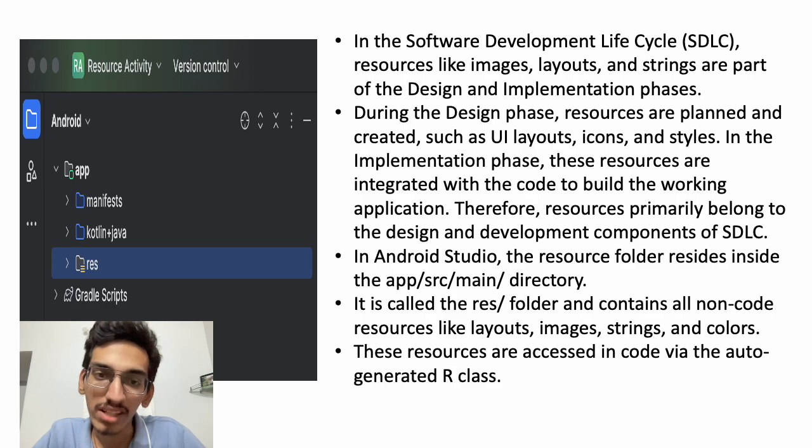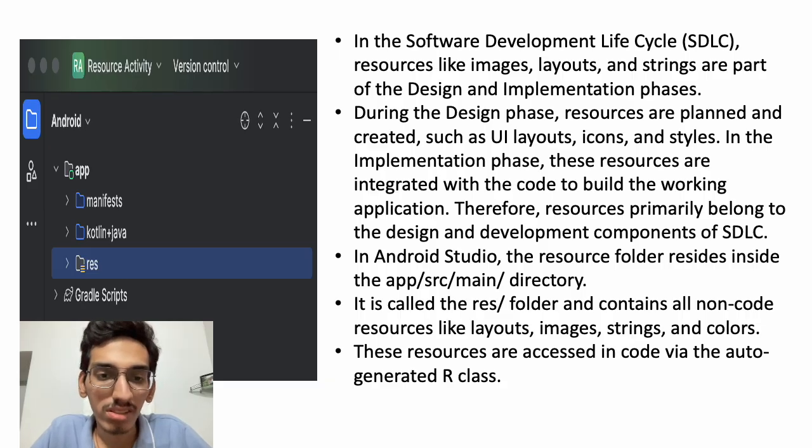While developing an Android application or any application, it undergoes various stages of a life cycle, and this life cycle is known as the software development life cycle, or SDLC. Resources such as images, layouts, strings, etc. come under the design and implementation phase. In the design phase, the designers of the application contact the stakeholders, take their input, and design the application's user interface accordingly. In the implementation phase, the developers build the code which actually helps to interact with the UI components. Therefore, we can say that the resources come under the design and the development team in the SDLC.